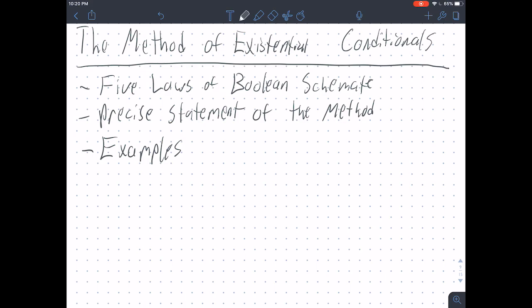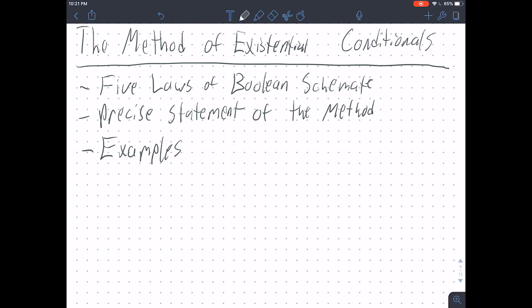Today we will be learning the method of existential conditionals. And what the method of existential conditionals is, it is our validity test for Boolean statement schemata.